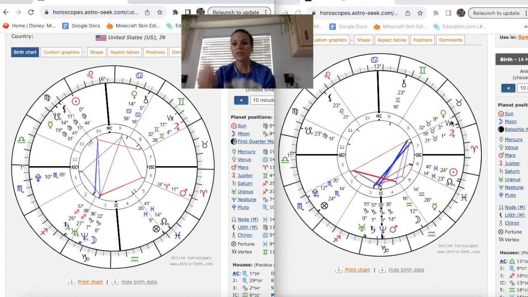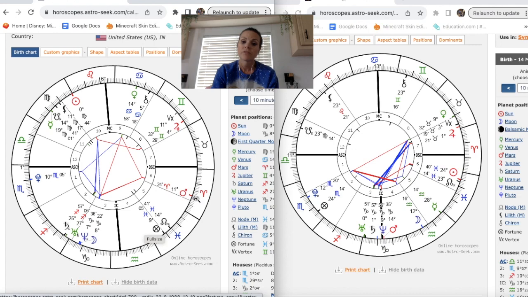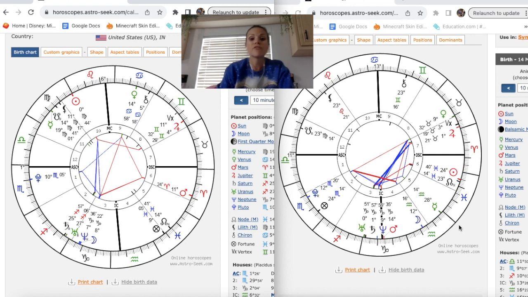The next one is going to be the 5th house. Okay, so the 5th house in person 1 is down here in Pisces. The 5th house over here, we're going to look to Aquarius for the 5th house over here. The 5th house is where love affairs are.